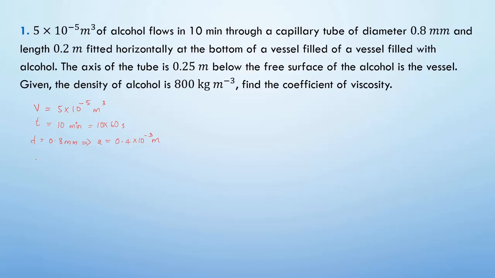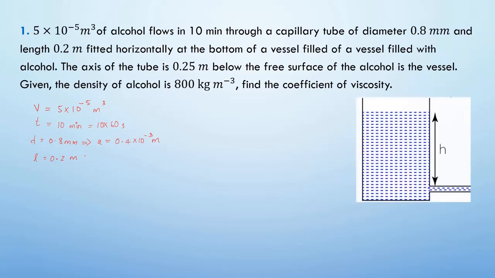And it has a length L which is given by 0.2 meter and it is fitted horizontally at the bottom of a vessel. So let's see, this is how it is fitted, at the bottom of a vessel. Now, at the free surface of the alcohol in the vessel, we have this pressure and we are given the density of the alcohol. We are asked to find the coefficient of viscosity.